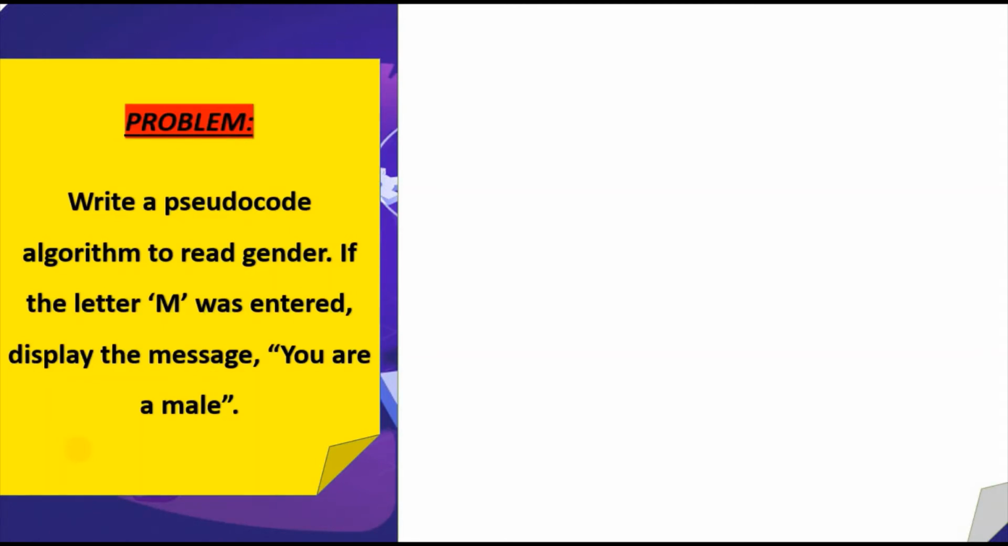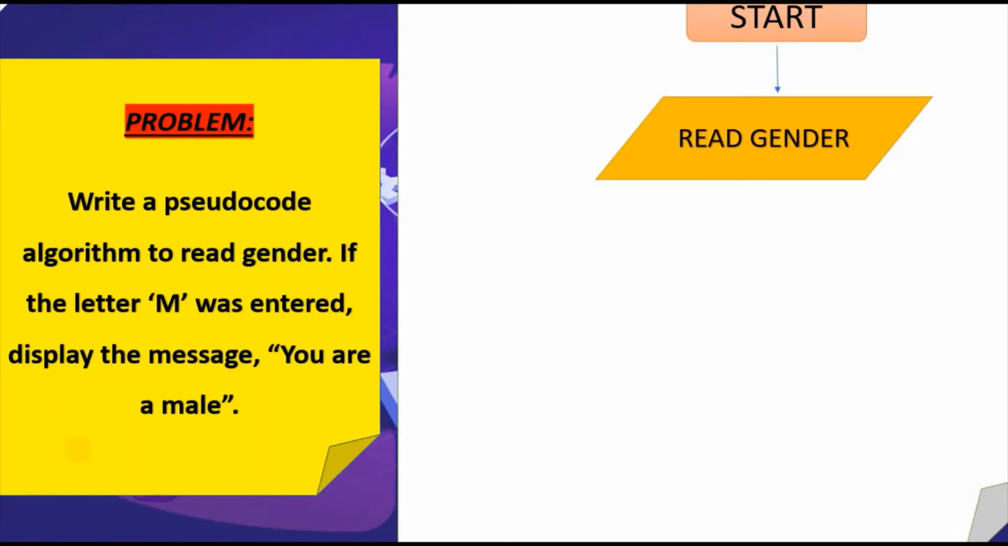Again, if we can remember, we start off with our terminal, which is the start, followed by our directional arrow, which points to the next stage that is coming on. After that, we would read our gender. Once we read the gender, it is stored into this location called gender. Again, we have our connecting arrow, which shows that we're proceeding to our next stage. Now from here, once we read the gender, a decision needs to take place.